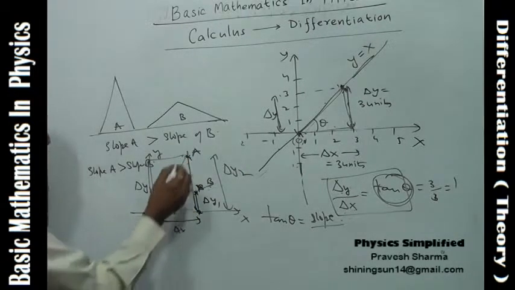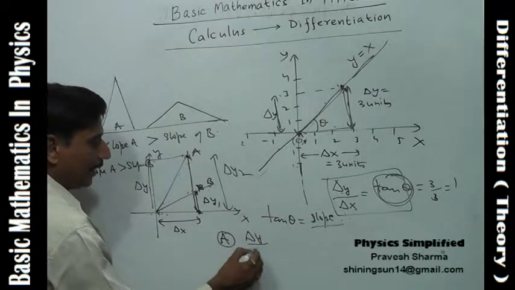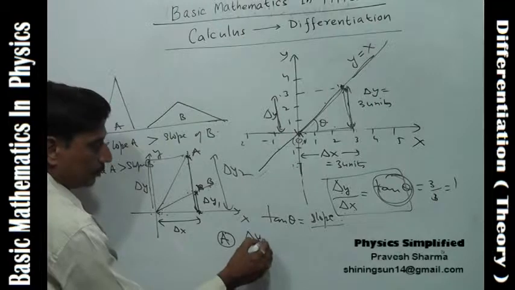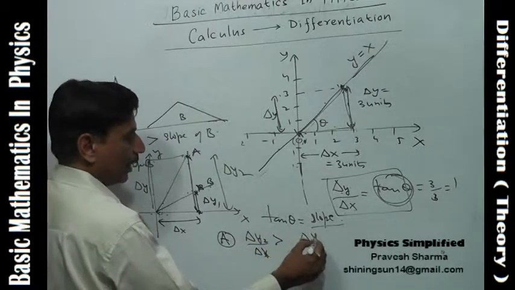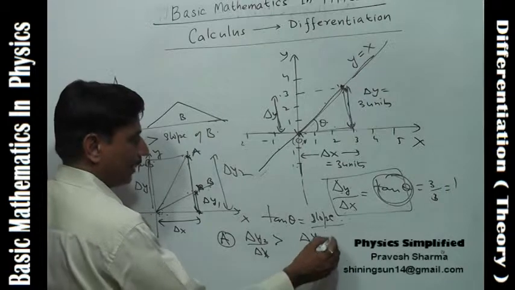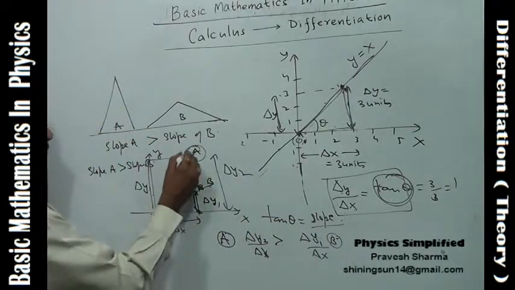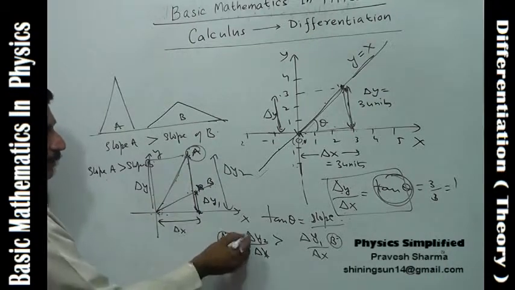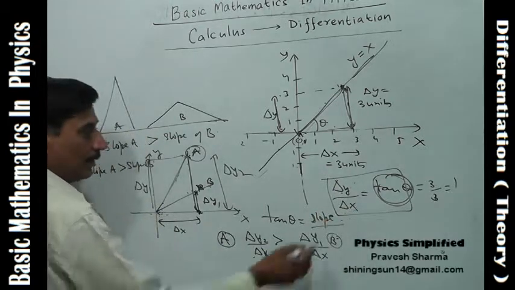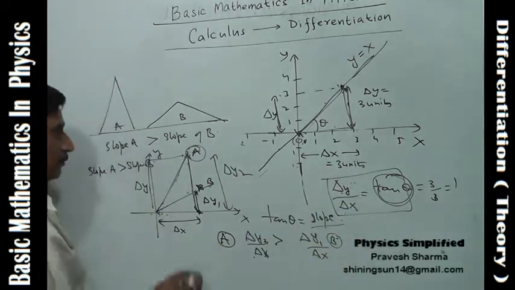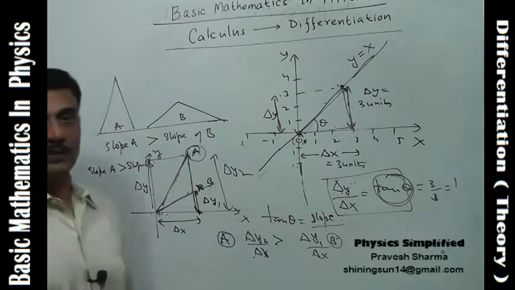So I can say that for A, delta y by delta x is greater than delta y1 by delta x for B. Or you can say the same thing, that is slope of A. What we have done? Delta y by delta x is slope, we have taken it. So slope of this is more as compared to slope of this function.